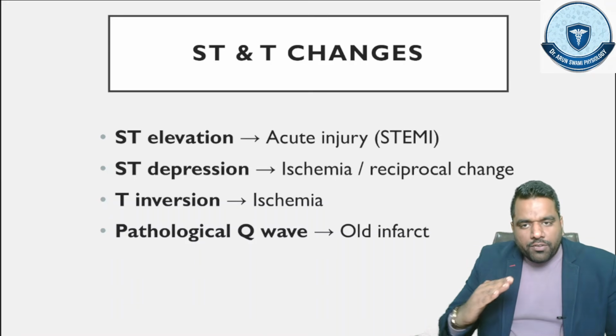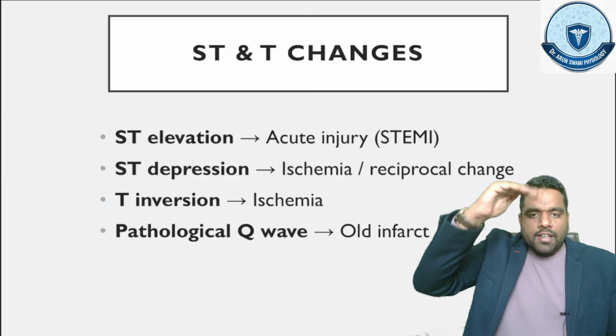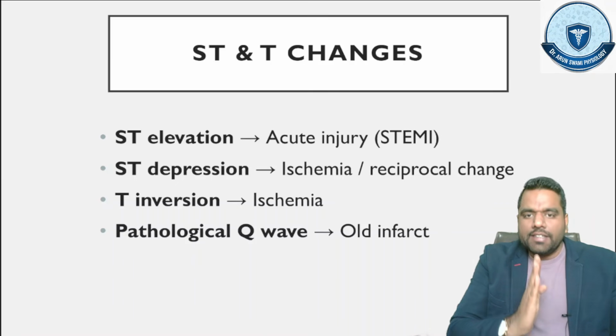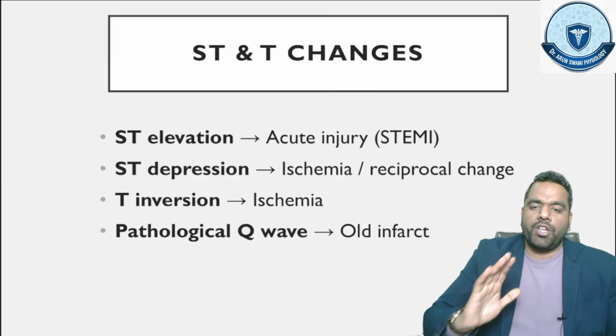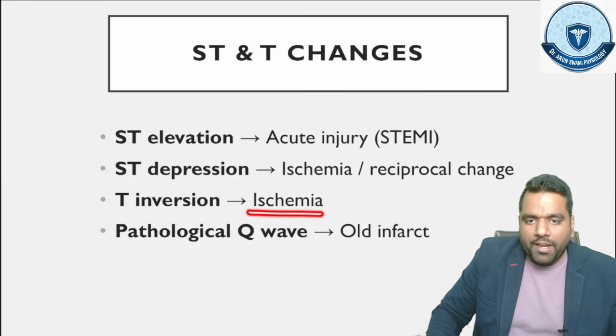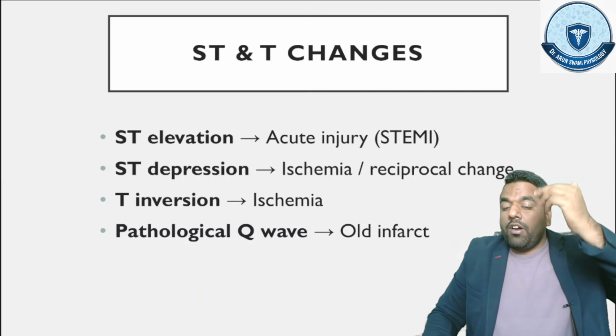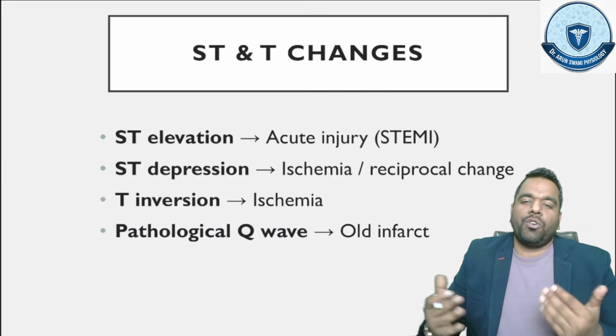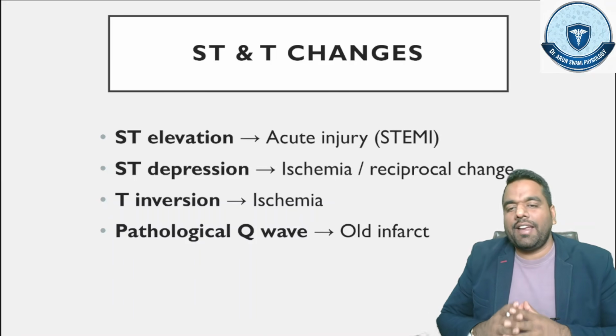So guys, if the ST is going upside, this is showing acute MI, but if ST depression is there, this will show you the ischemia. T wave inversion is also showing the ischemia, and if the T wave is going upward, it means there is a hyperacute T wave. This could be seen in hyperkalemia.